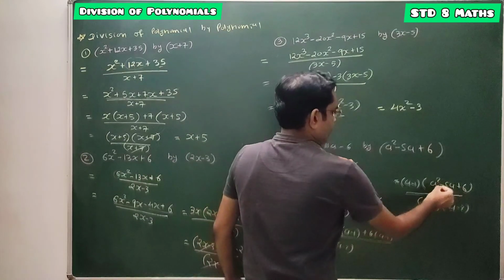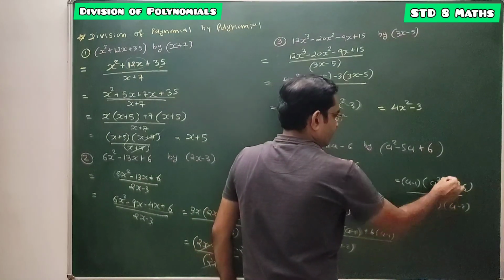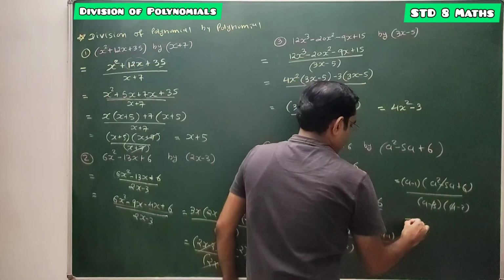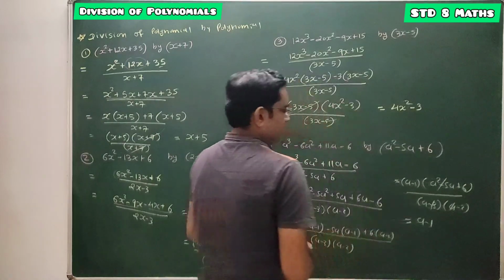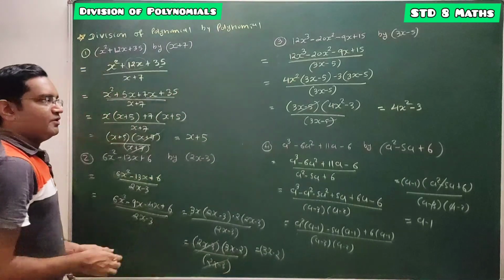So factorization of this a square minus 5a plus 6 is a minus 3, a minus 2. This will cancel. So our answer is a minus 1. Clear students? Pause the video and note it down.